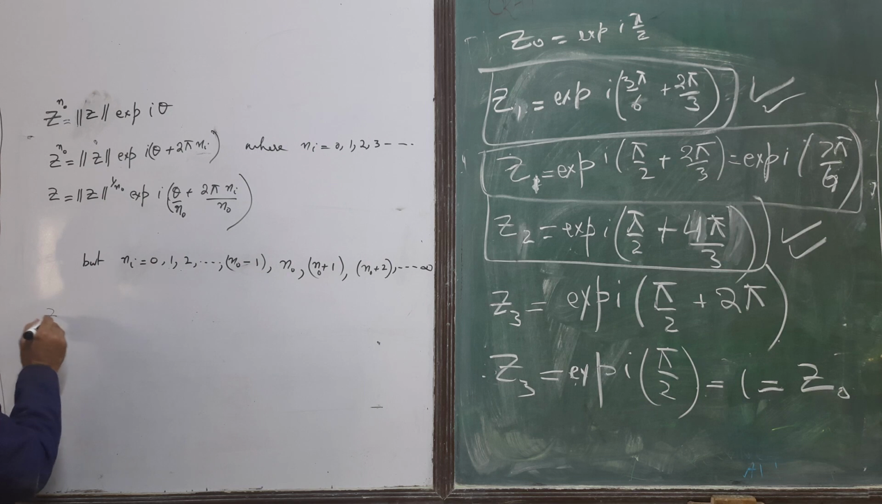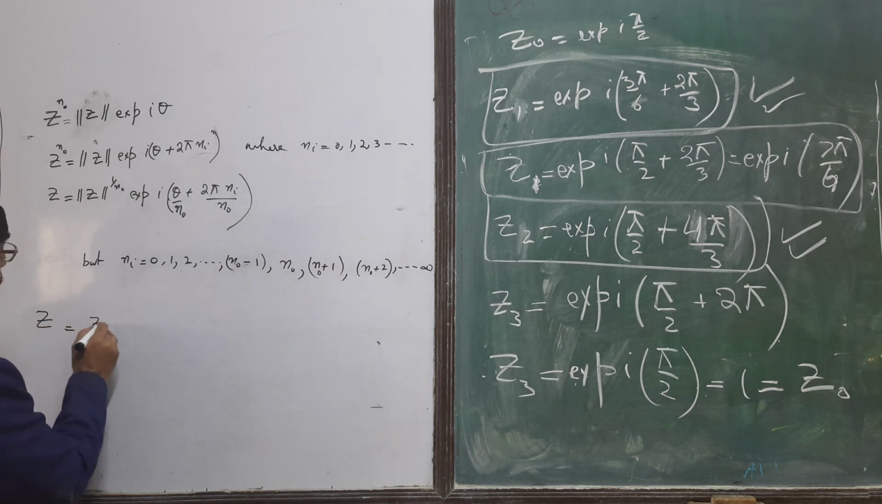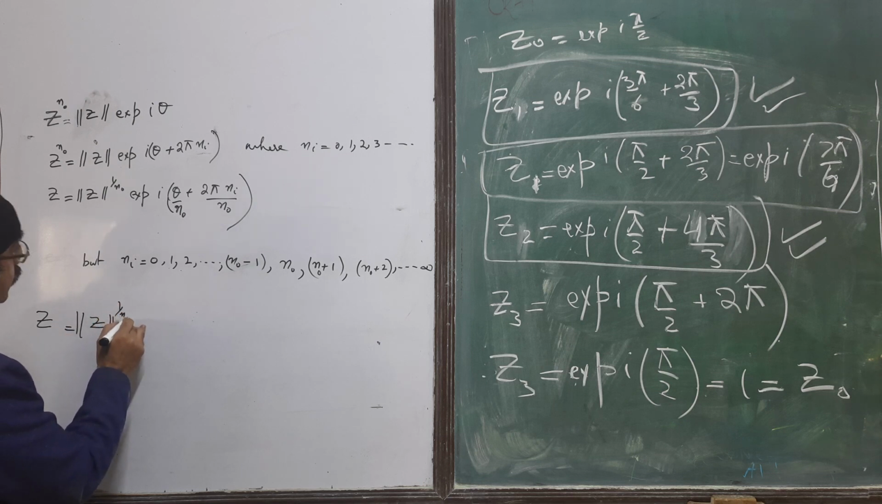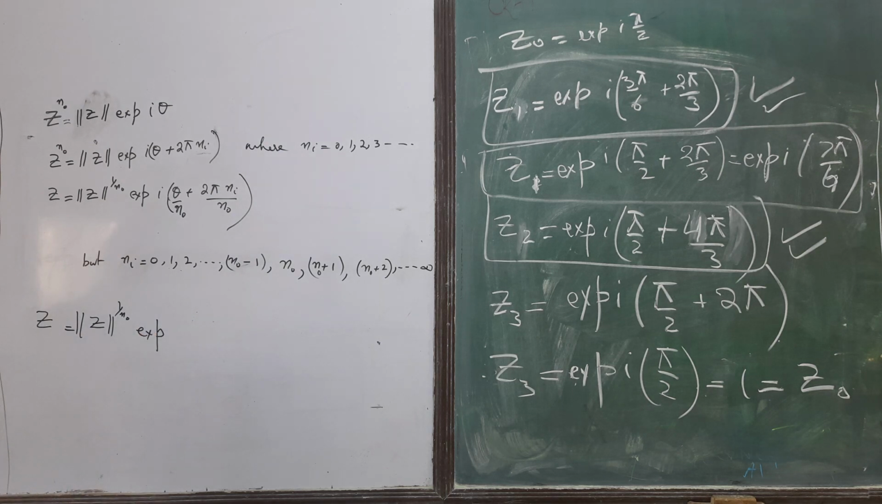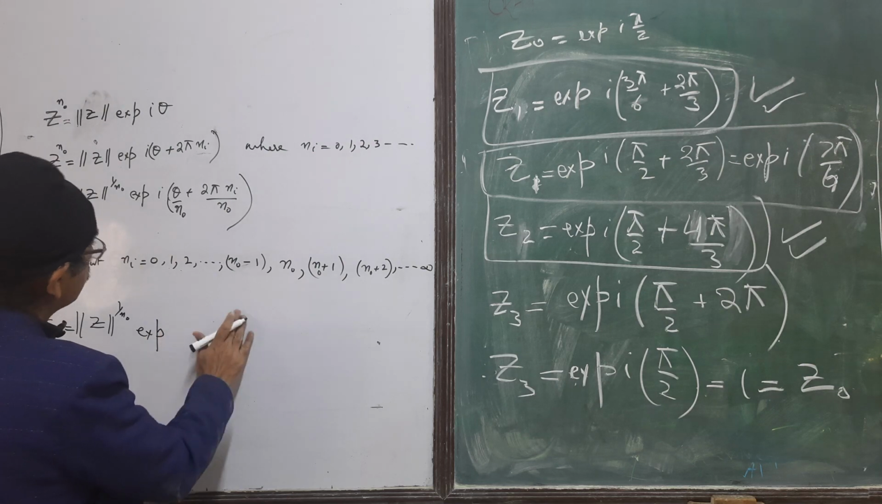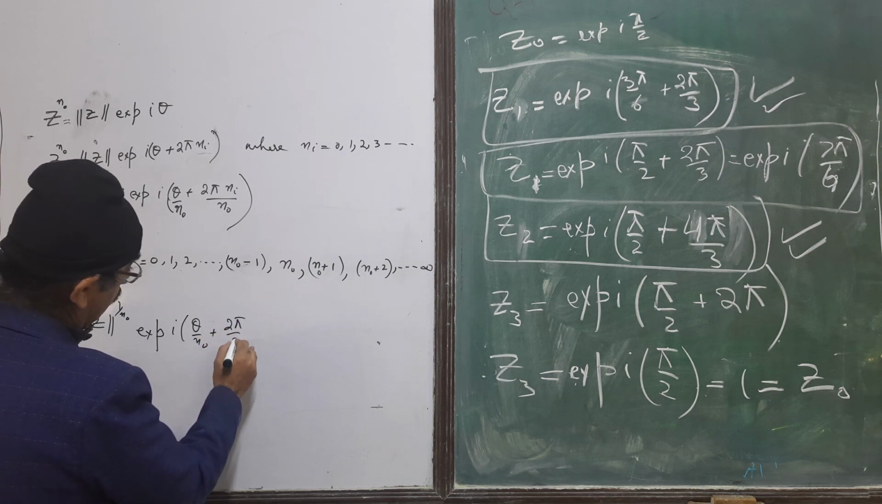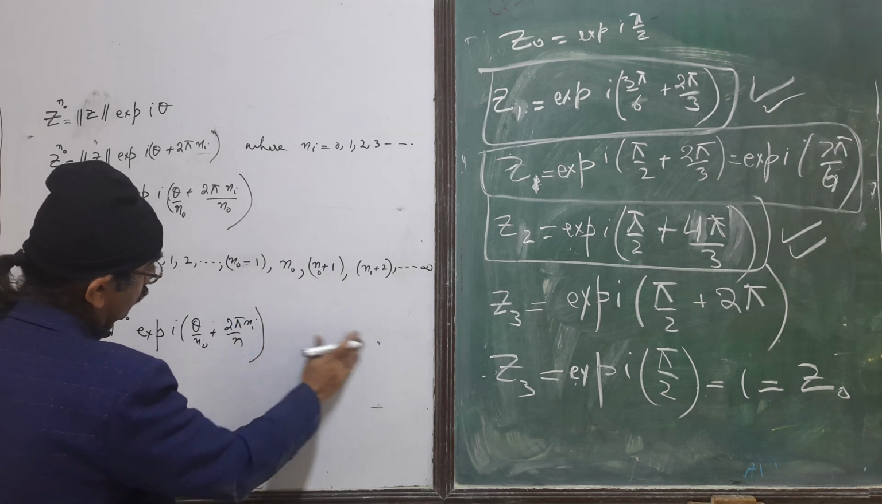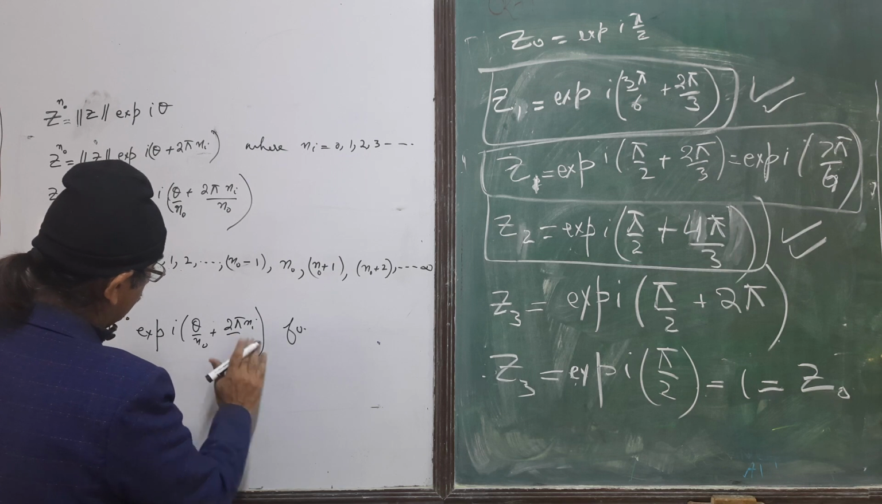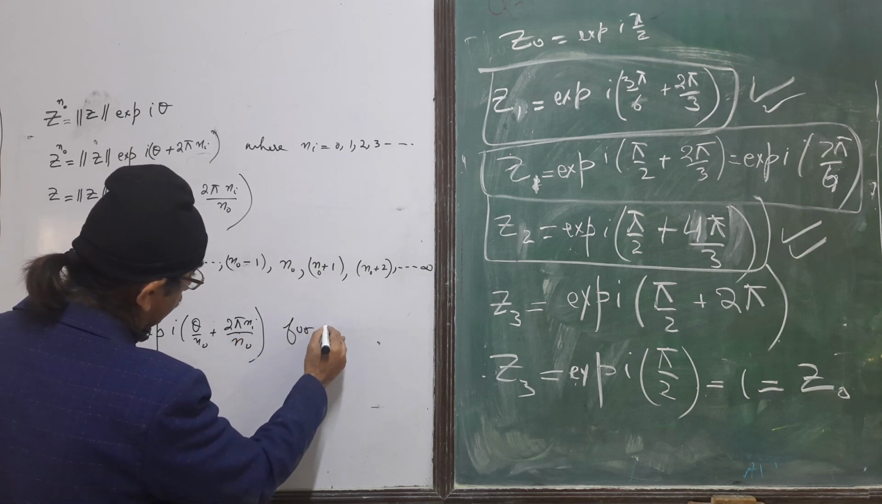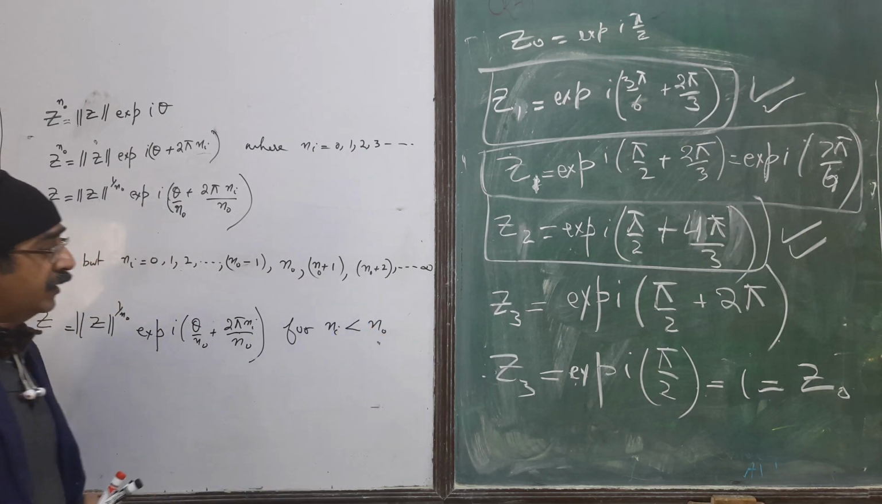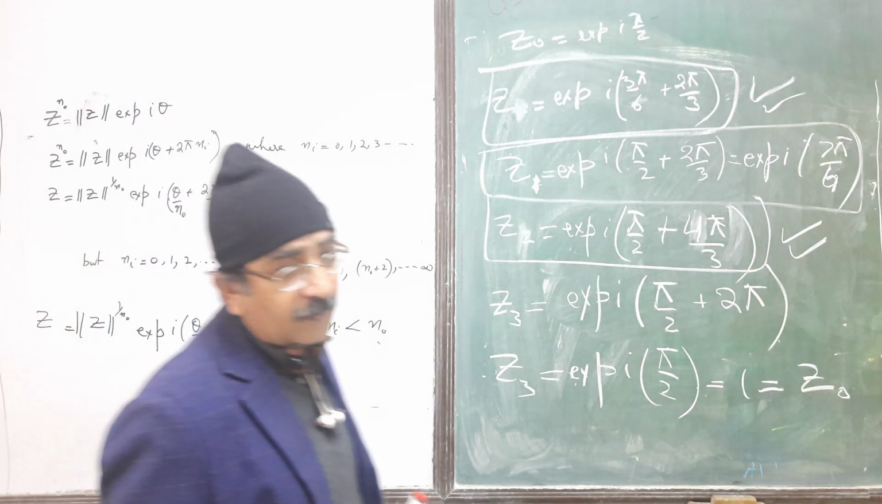So this Z now will become, for if Ni is equal to N naught, less than N naught, this will be equal to this.